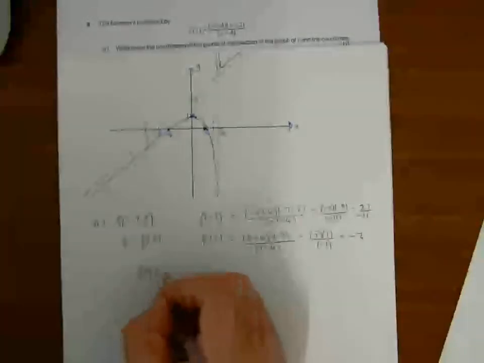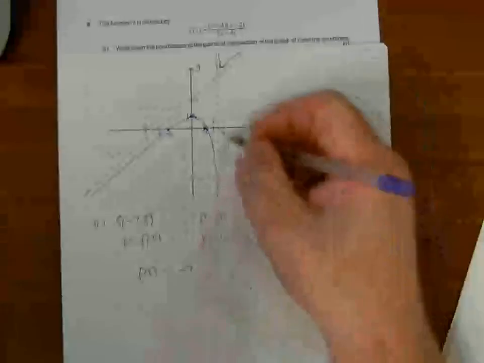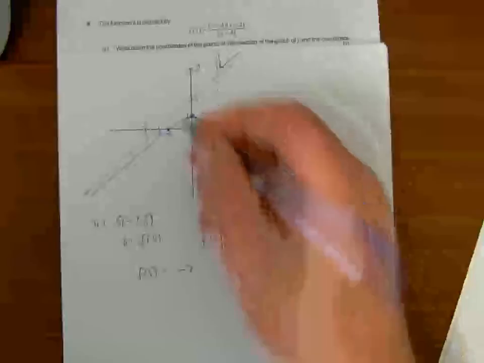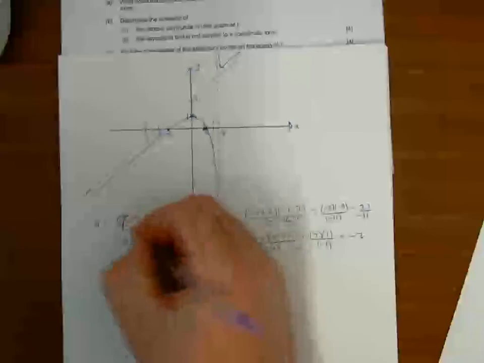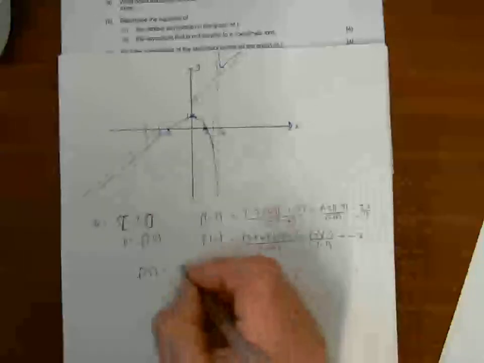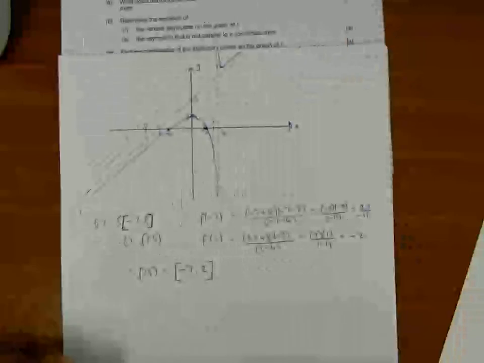So the range of f of S will run from minus 7, because that's the lowest value, up to the highest value, which is 2. And just check there, those are in square brackets for S, so I can actually take those values, so these must be square brackets as well.